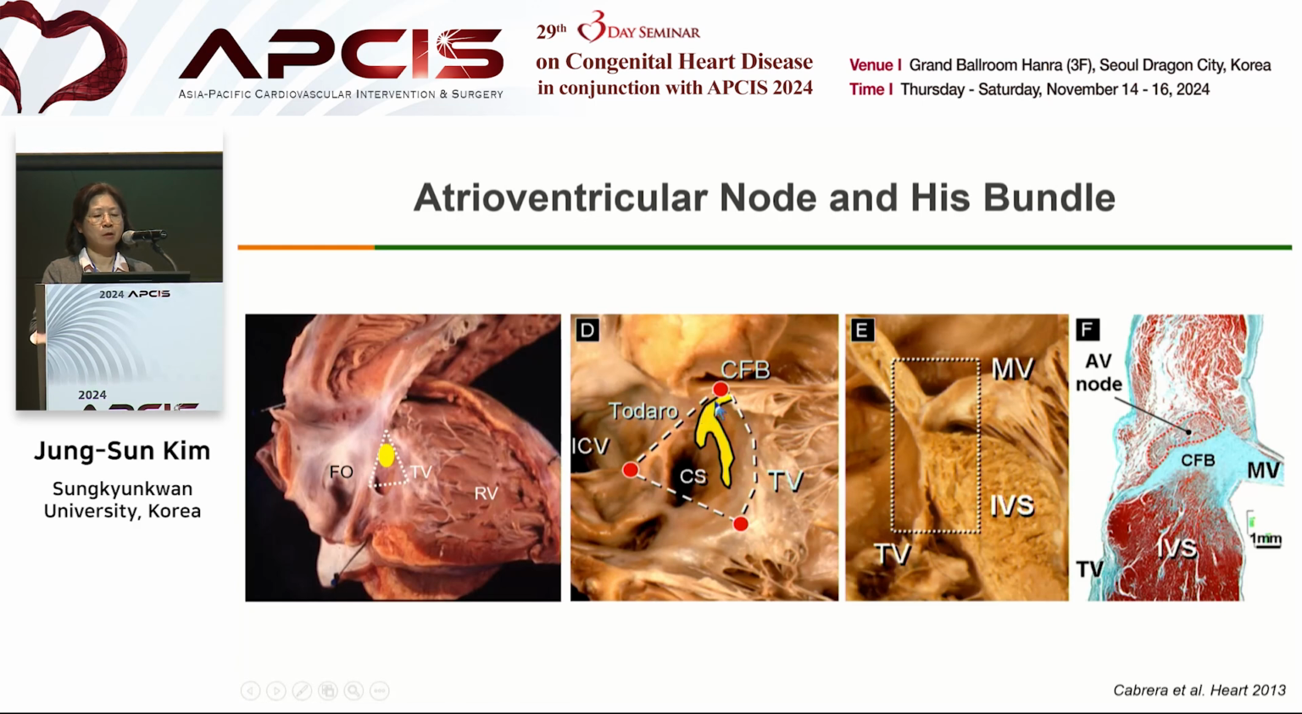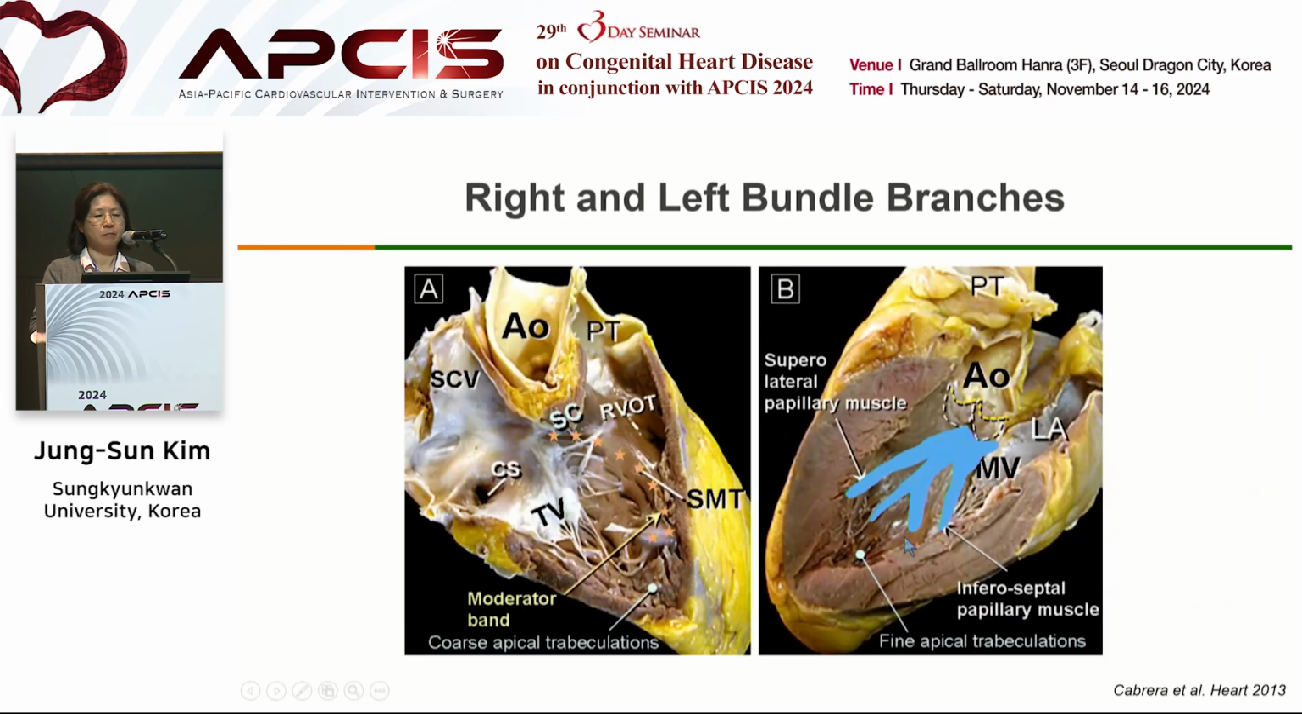Then the atrioventricular bundle runs through the central fibrous body, and it is the only portion connecting the atrioventricular node to the ventricular bundle branches. Here, this picture shows the septal surface of the right heart, and here is the septal surface of the left ventricle. After the His bundle penetrates the central fibrous body, it is divided into the right and left bundle branches.